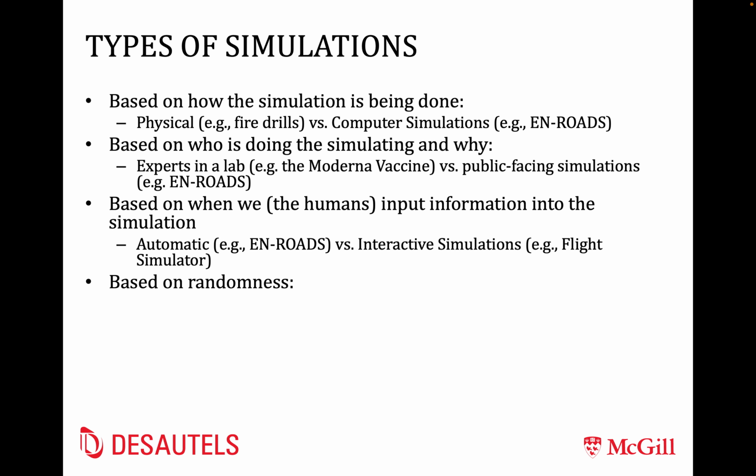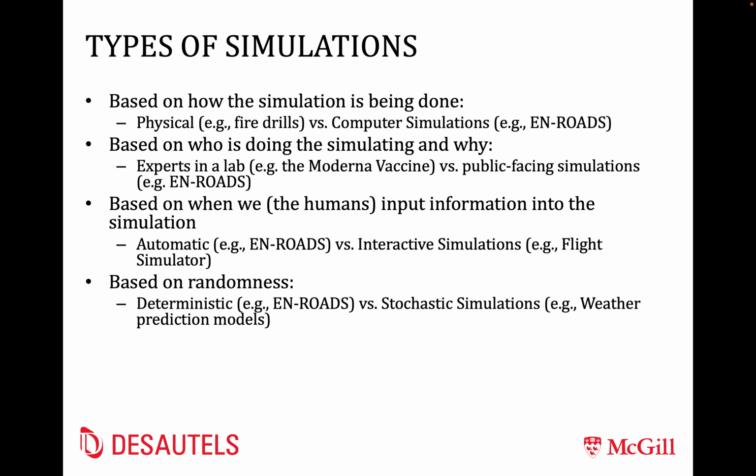Okay, another way to think about simulations is based on whether or not they're random. So En-ROADS is a deterministic simulation, which is to say that if two of you from this class were to independently put in the exact same starting conditions in En-ROADS, it's highly likely that you'll both get the exact same output, right? The same result. And that's because for any given set of initial conditions, if you always get the same result, that's a deterministic simulation, versus a stochastic simulation, which is often based on some kind of probability of something happening, where even with the same starting conditions, you might get a number of different outcomes.